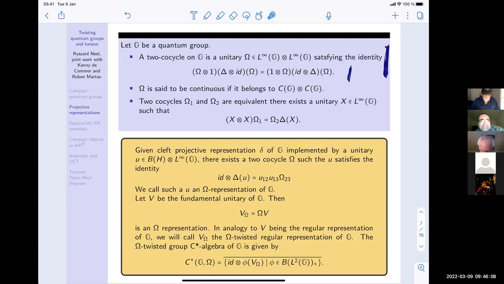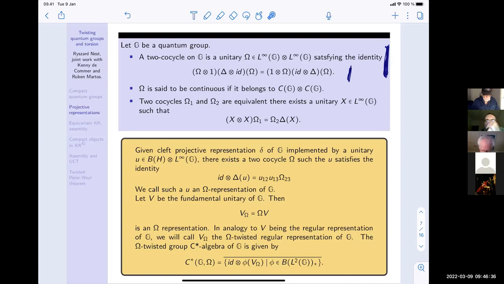Two cocycles are equivalent if there is a unitary such that they satisfy this condition. It just says that X trivializes. So X goes from omega one to omega two. And a cocycle is trivial if it is equivalent to one, in this sense. That's trivial, right?